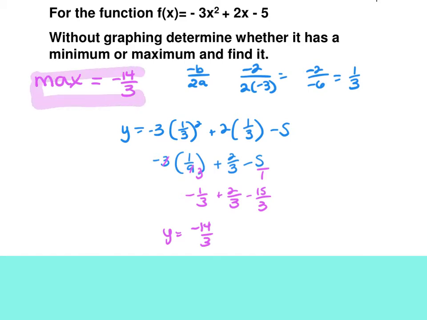Again, you can use it just as it is, improper, as long as it's simplified. Or you can convert that into a mixed number. Do not convert that into a decimal. So this is the same thing as negative 4 and 2/3, okay? But do not convert that into a decimal.